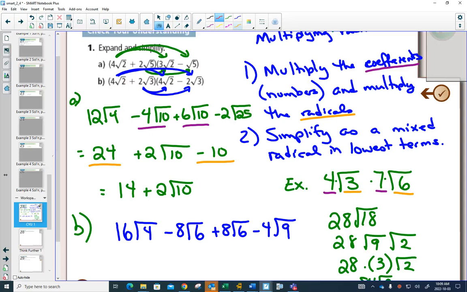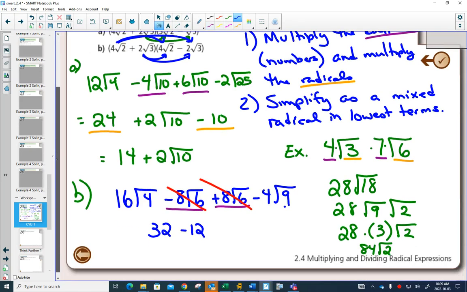Can you see that the middle ones are like terms? I can underline them in purple again. Those two are like radicals. And there's a minus 8 plus 8. That's going to go away completely. Square root of 4 is 2. 2 times 16, 32. Square root of 9 is 3. 3 times a negative 4, minus 12.